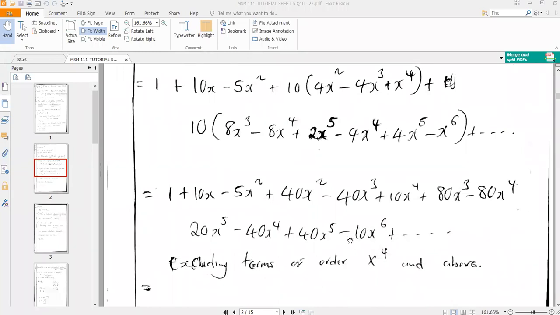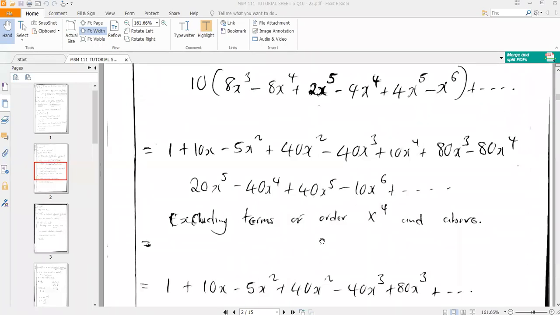Now, when you reach this point, you should keep in mind that we're excluding terms of order x to the power 4 and above. So we don't want those. The term with x to the power 6, we will ignore. We also ignore this 10x to the power 5, anything which is greater than 3. We ignore even the negative 40x to the power 4, right?